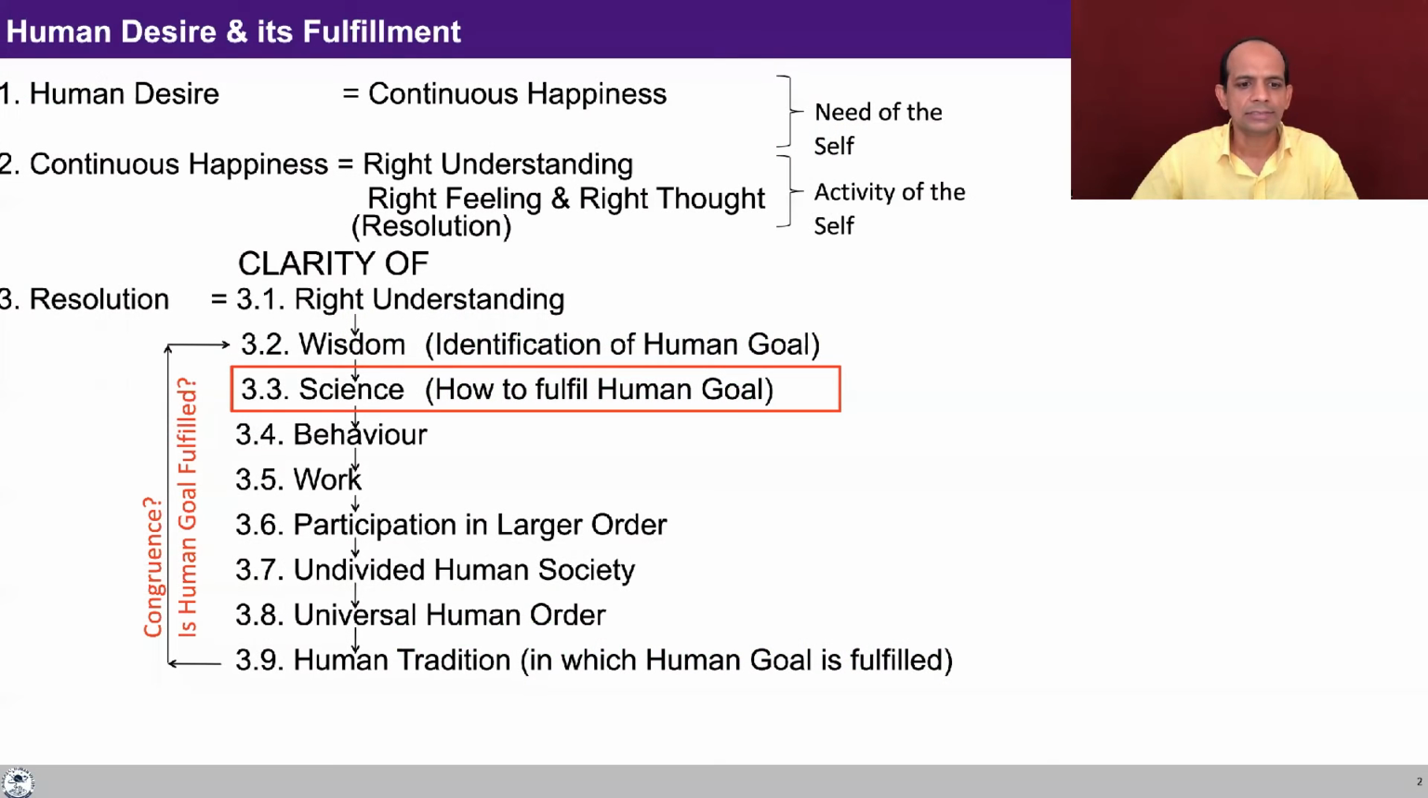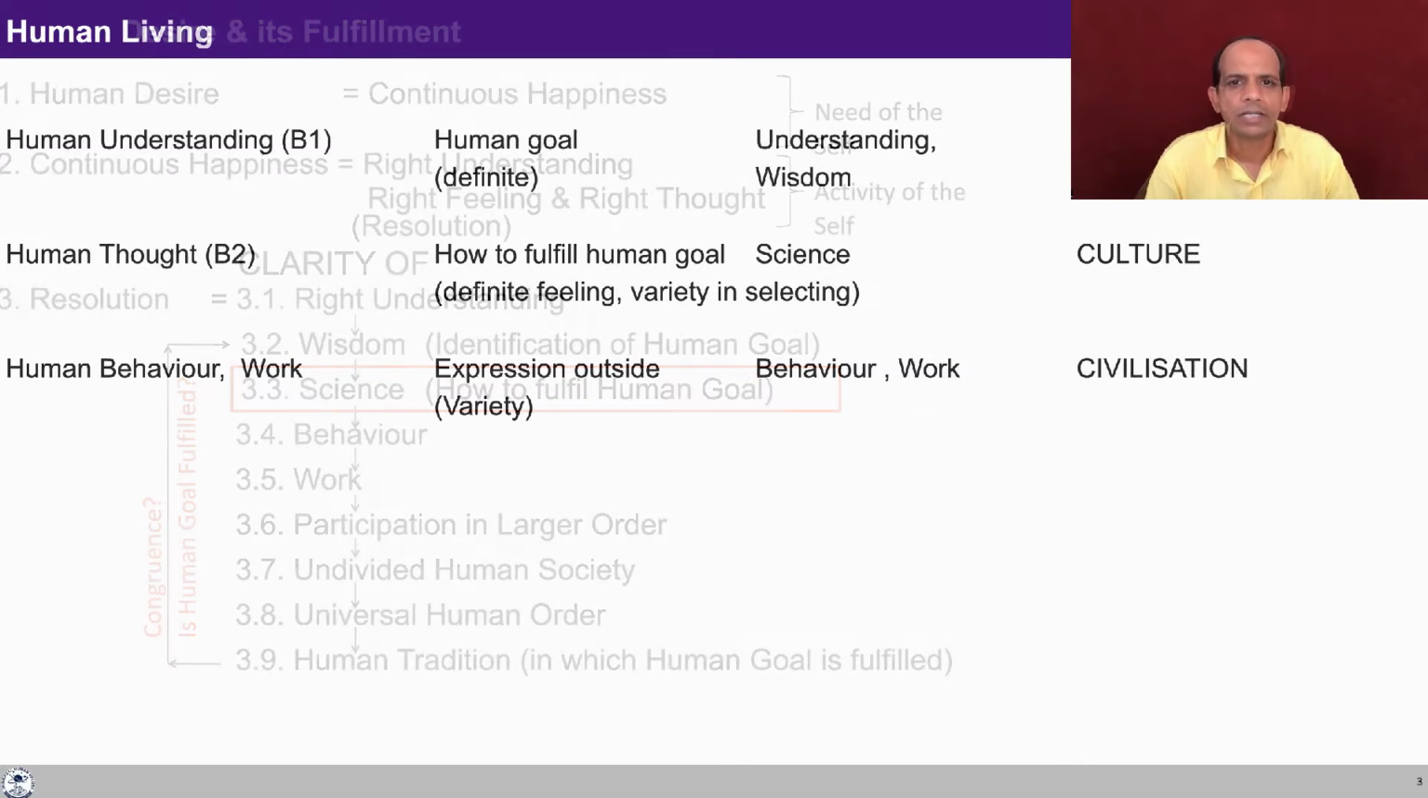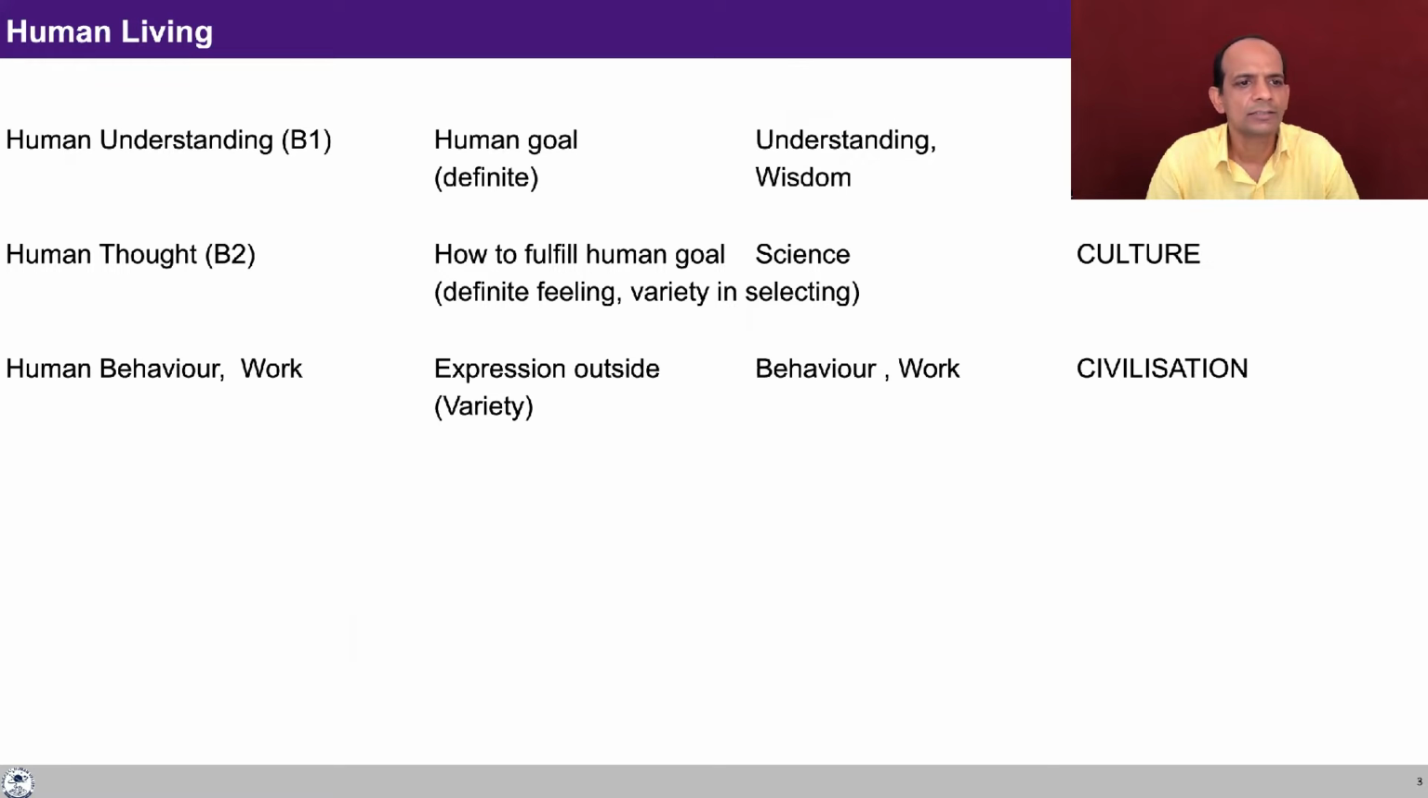So we are going to discuss the science, which essentially means how to fulfill the human goal. The identification of human goal takes place at the level of wisdom, and in science, we are able to analyze and compare and draw programs for fulfilling the human goal. So if you look at the formulation here, human understanding would mean identifying the human goal, which is there at the level of understanding, followed by wisdom. And this is going to be ensured at the level of block B1. Now, at the level of block B2, we are able to make out how to fulfill the human goal. And here comes the science.